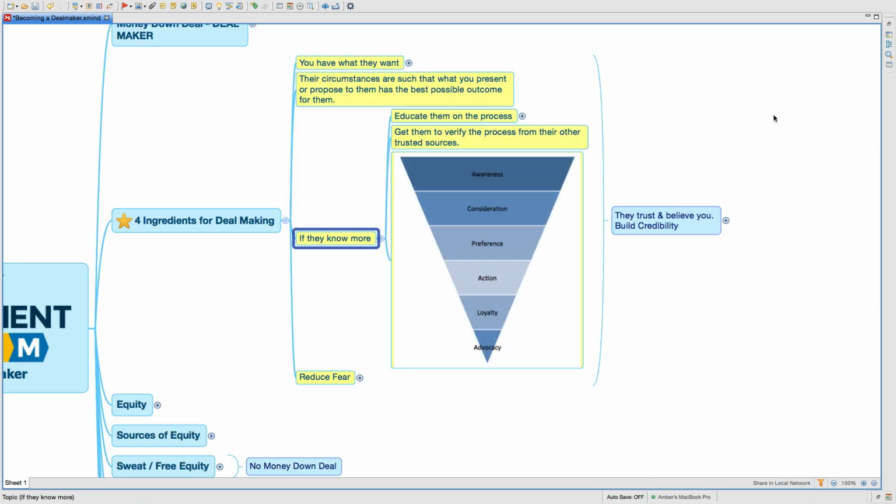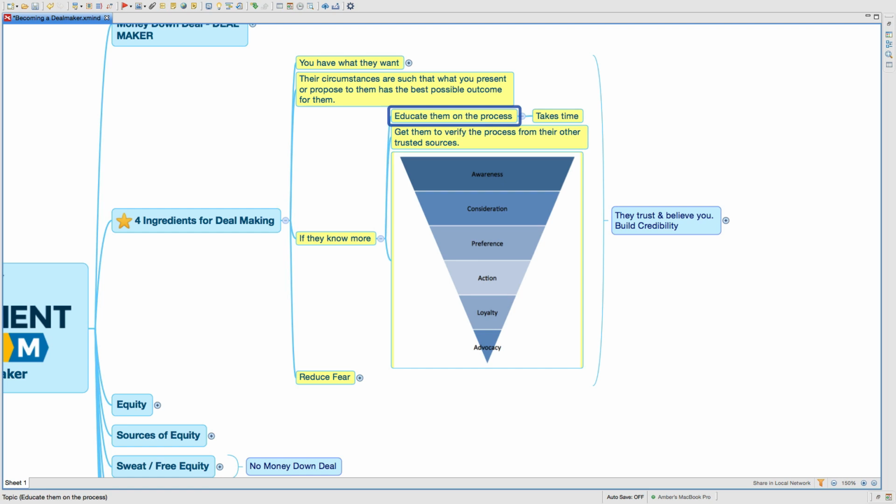Third reason is if they know more. Now, everyone is inherently driven by fear. So the only way they can overcome that is if they know more. How do they know more? You got to educate them on the process, and that takes time. It takes time not only on the process, it's also the mindset.